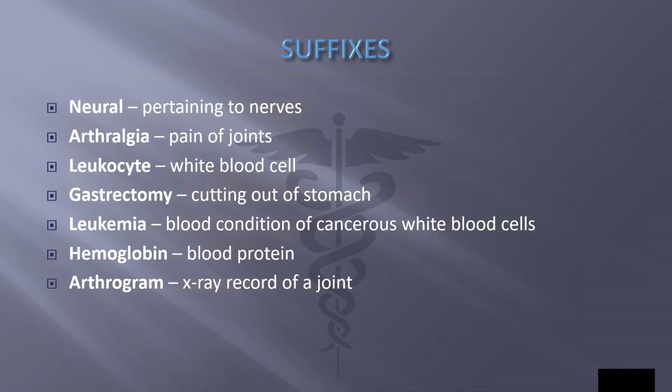Next we have emia, which means blood condition. So leukemia, blood condition of cancerous white blood cells. Large numbers of immature cancerous cells are found in the bloodstream and bone marrow, the inner part of the bone that makes blood cells. Our next suffix, globin. This means protein. So hemoglobin, we know hemo means blood. So hemoglobin, blood protein.